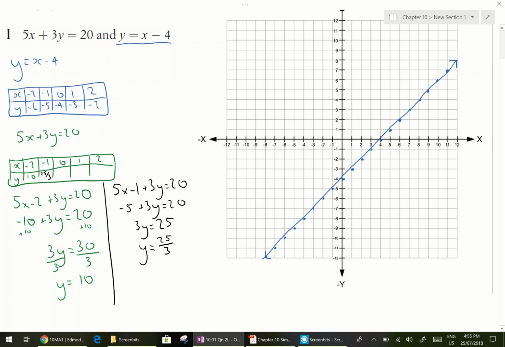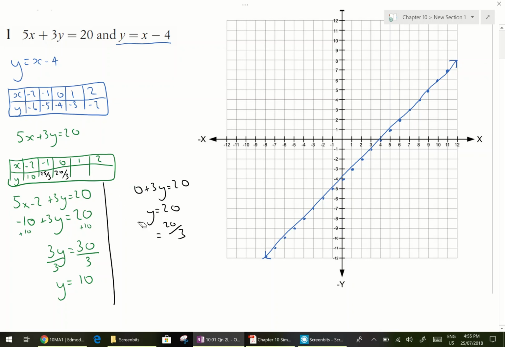Let's try 0. So I'll rub this off and replace it with 0 and see what happens. 5 times 0 plus 3y equals 20. 5 times 0 is 0, so 3y equals 20. Again, that's another yuck number. Take the 3 over and divide: 20 over 3. We've gone down by 5.